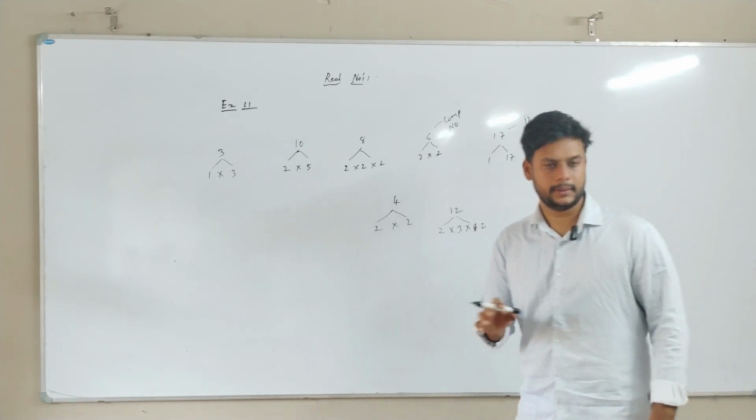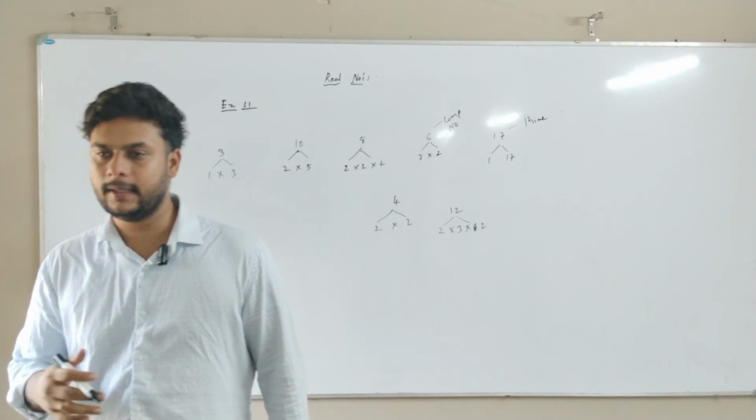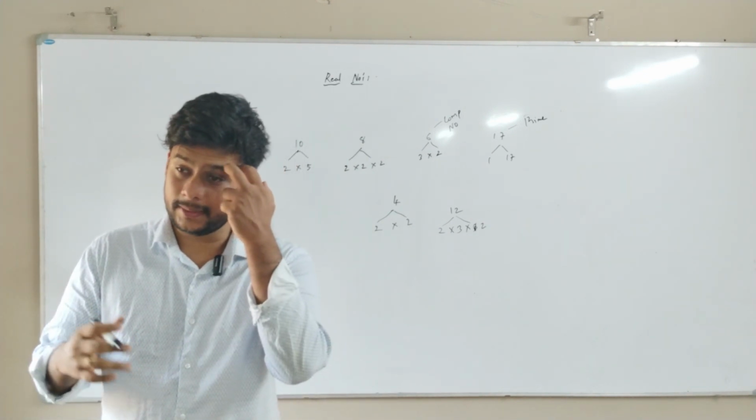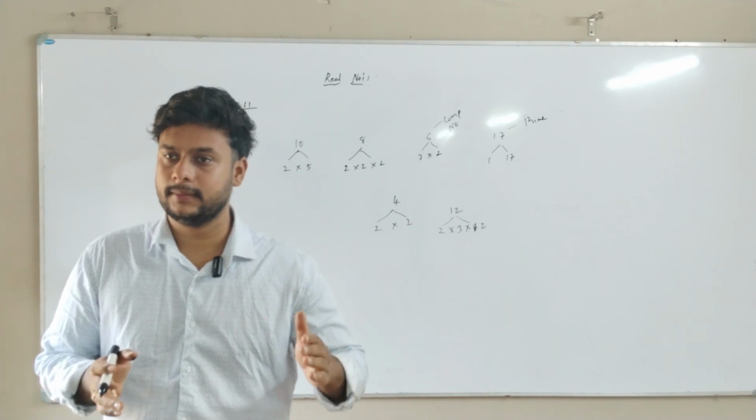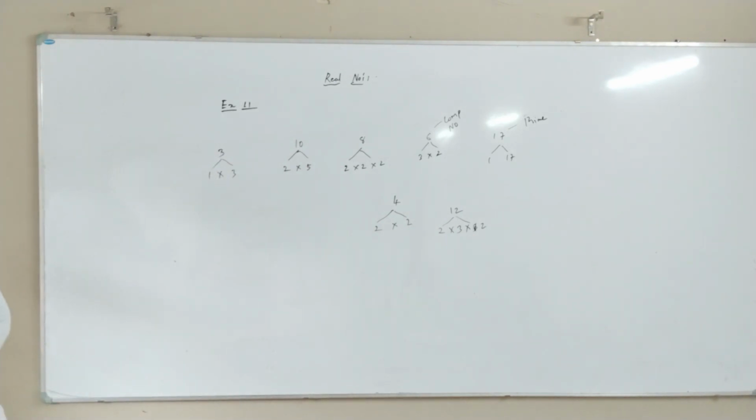Composite number means opposite of prime number. A prime number can only be divided by itself. Composite numbers can be divided by other numbers, more than one factor. If you see that, it's a composite number. Any doubts? Concept understood? Okay, now we'll take that as a sum.